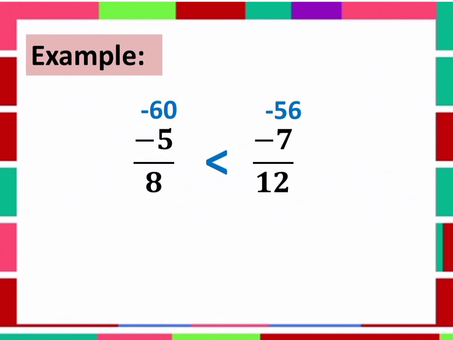Ma'am, bakit less than? Mas mataas yung 60. Since they are both negative, always remember that the number on the right side on the number line is greater than the one on the left side. Okay, so mas mataas yung negative 56.